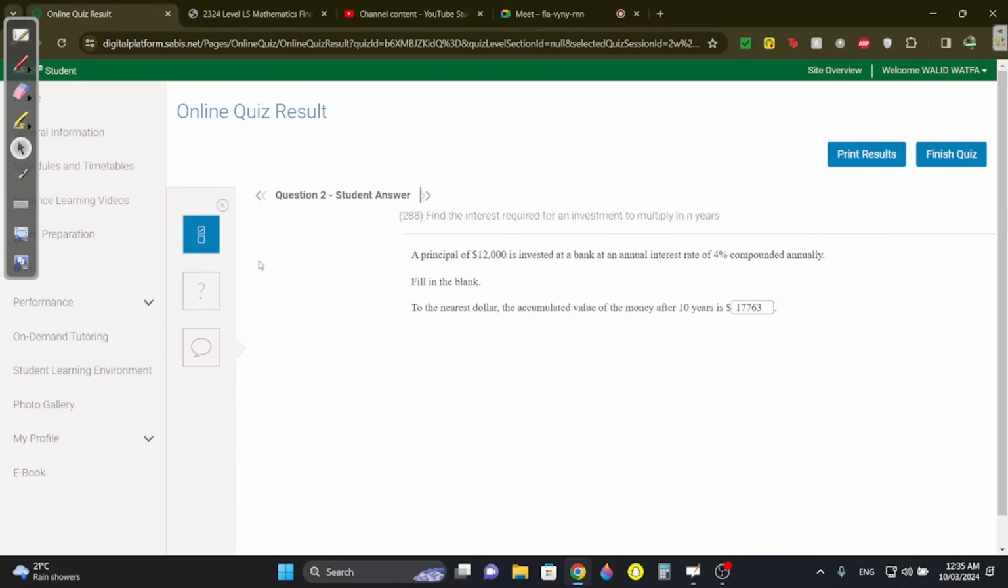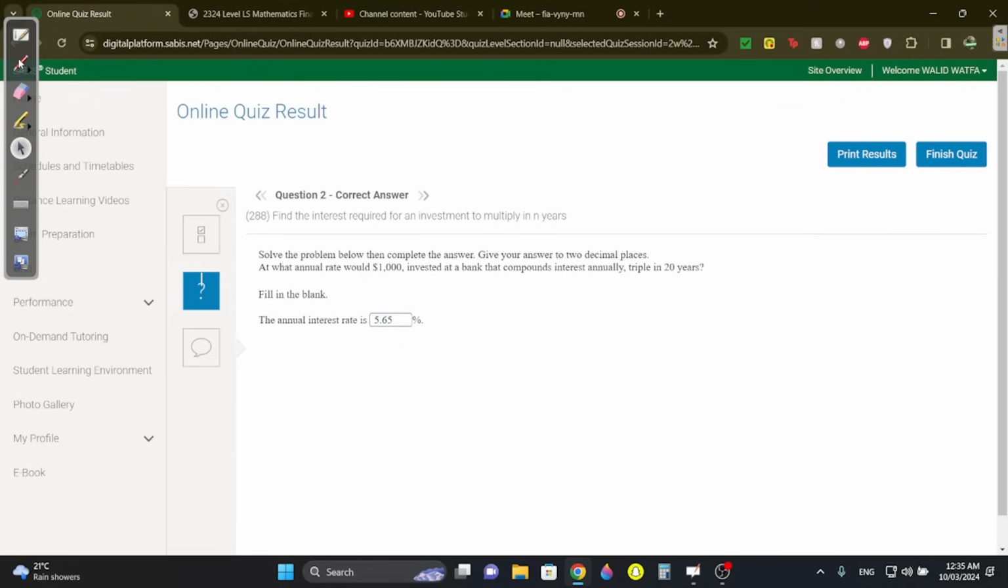Question 2. 1,000 invested at a bank, and it triples in 20 years. What's the percent? So the formula is P(1 plus R)^n equals final amount. Okay, they're saying it's tripling, so it's 3 times 1,000. The final amount is actually 3,000, equals P. P is 1,000, because it's 1,000 being invested.